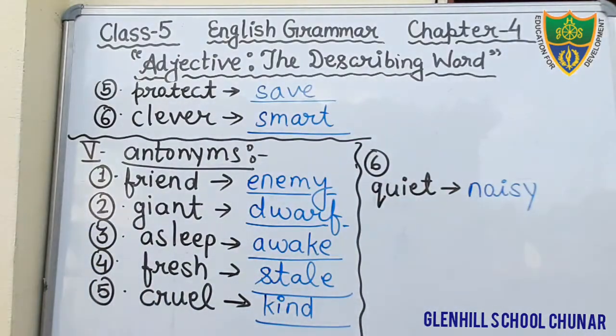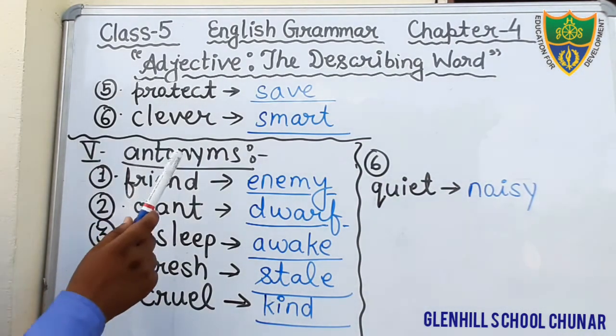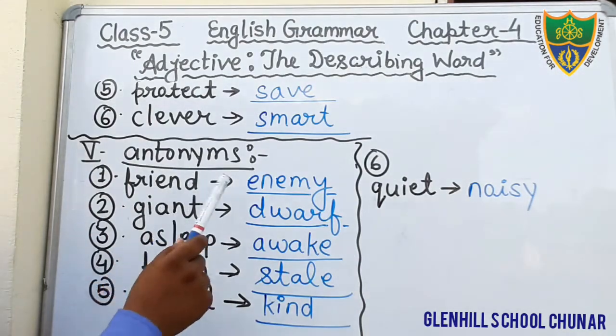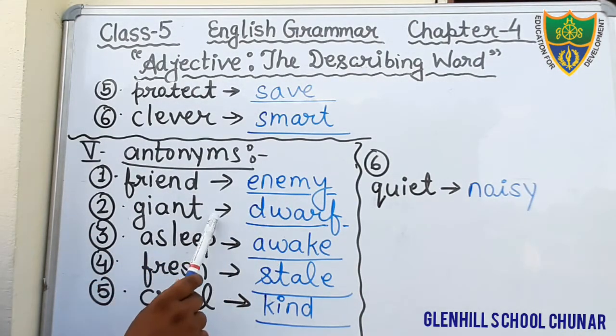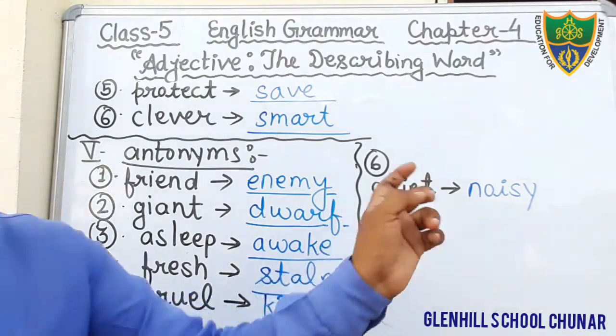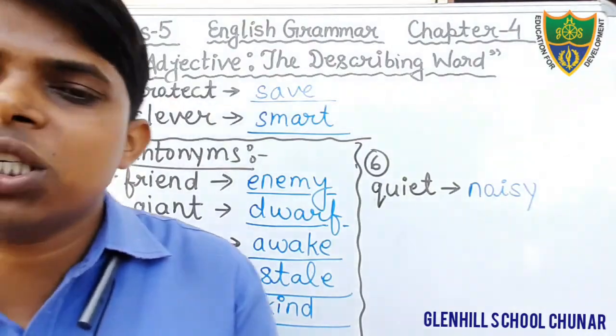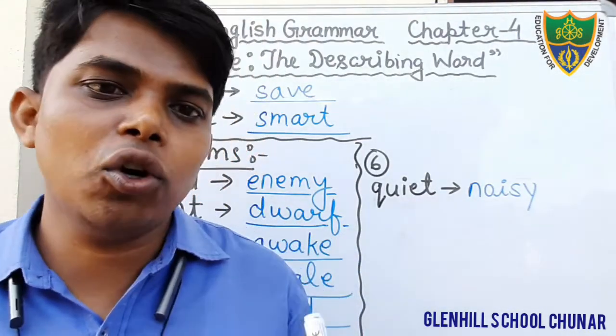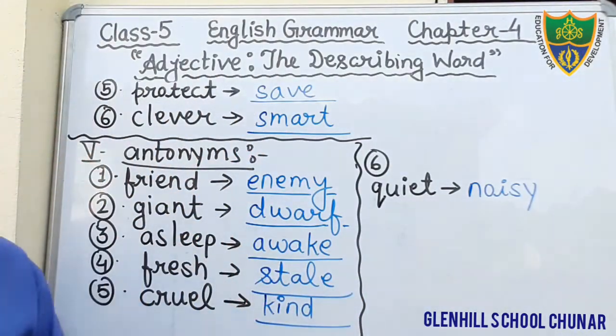Okay, students, so just write down these antonyms. Antonyms means opposite word. Opposite of friend is enemy. Opposite of giant is dwarf. Opposite of asleep is awake. Opposite of fresh is stale. Opposite of cruel is kind. Opposite of quiet is noisy. So this is all about antonyms, all about exercise number 5.